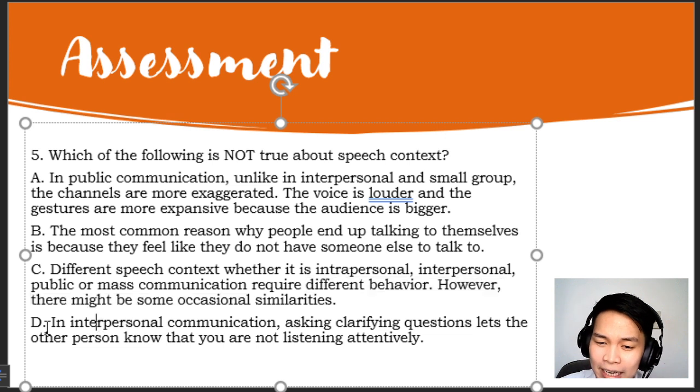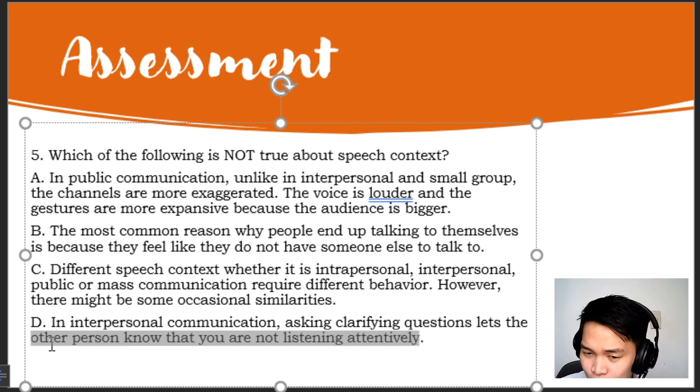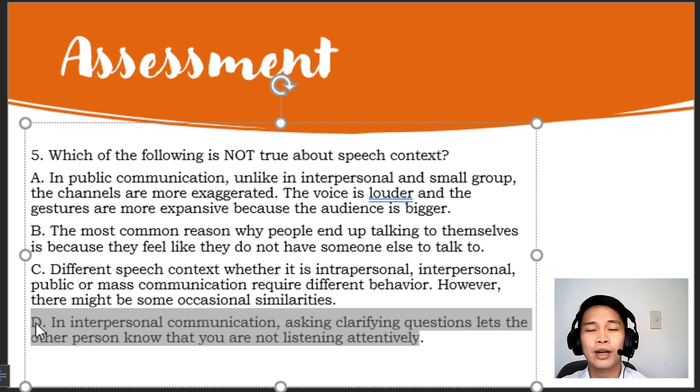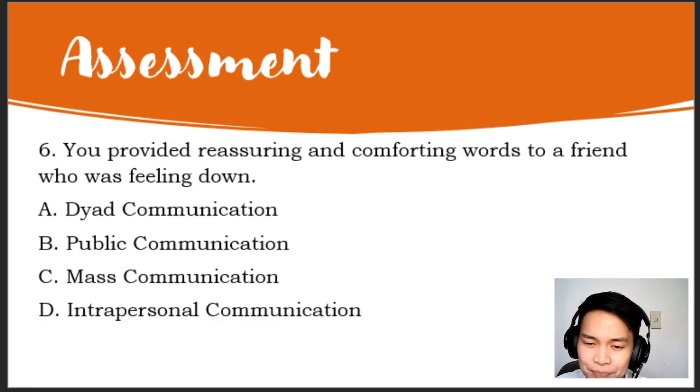All right. In interpersonal communication, asking clarifying questions lets the other person know that you are not listening attentively. This is not true. Of course, when you ask a question, you are clarifying something, and that means you're still listening. Number six. For number 6 to 10, you identify the type of speech context evident in the following situation.